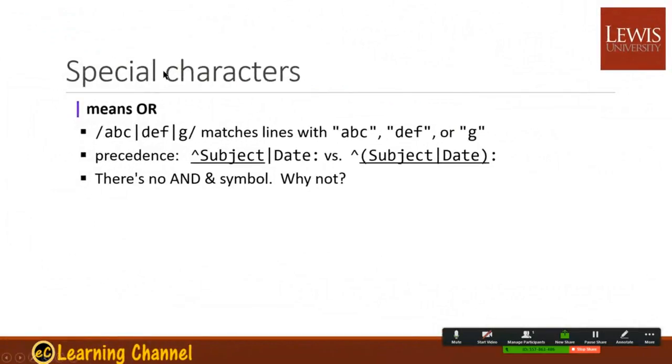Special characters: a vertical bar means or. So we have A, B, C, D, E, F, and /G. That means A, B, C, D, E, F, or G.